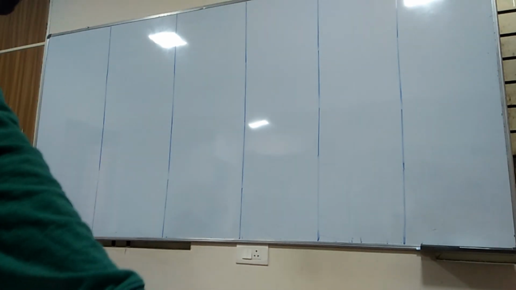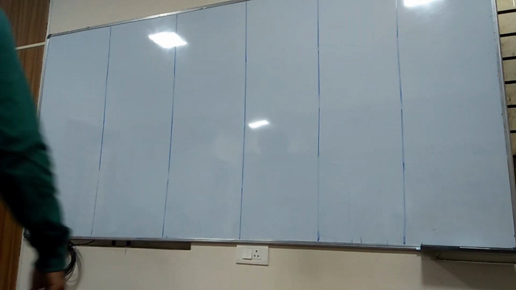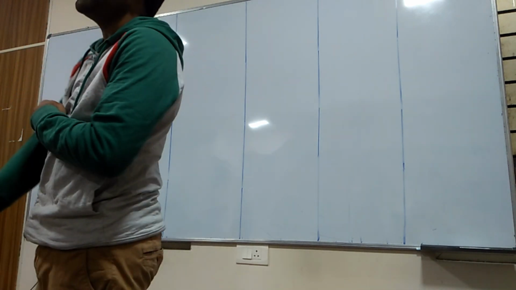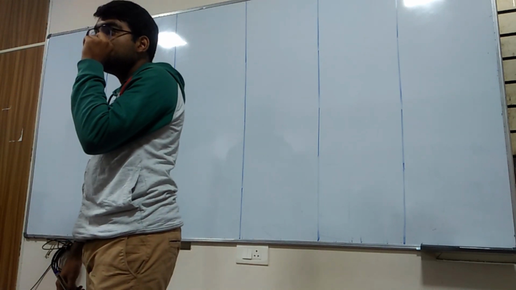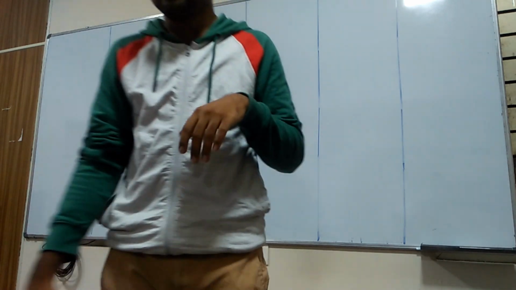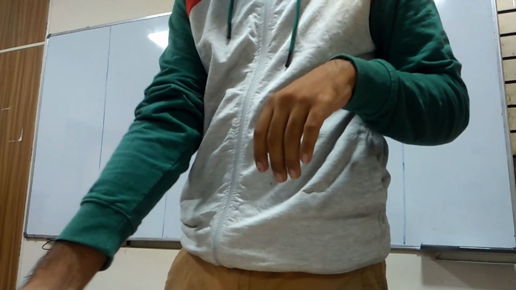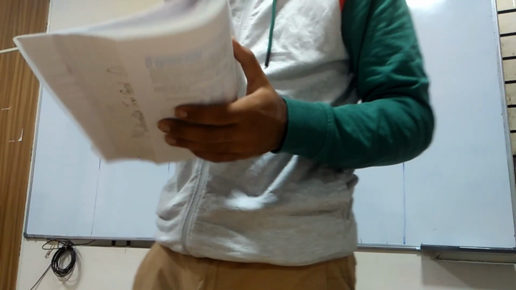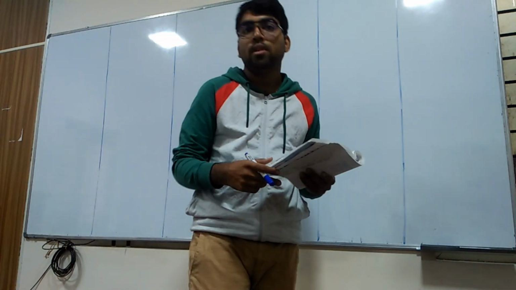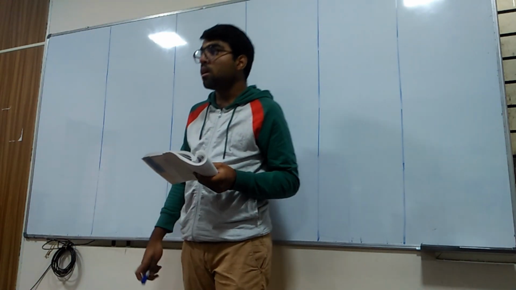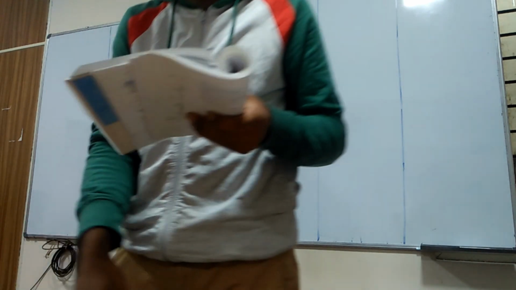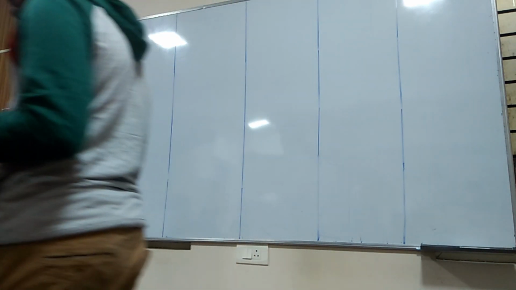In our previous class, we did a few identities under trigonometry. Using those identities, we will solve a few questions. We haven't solved the examples yet, so we will take some example problems.